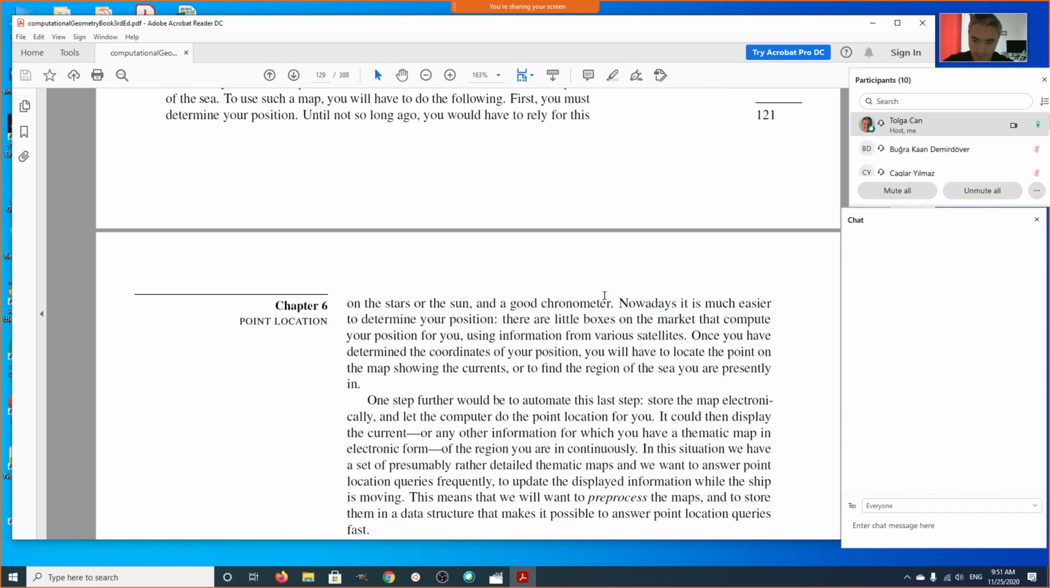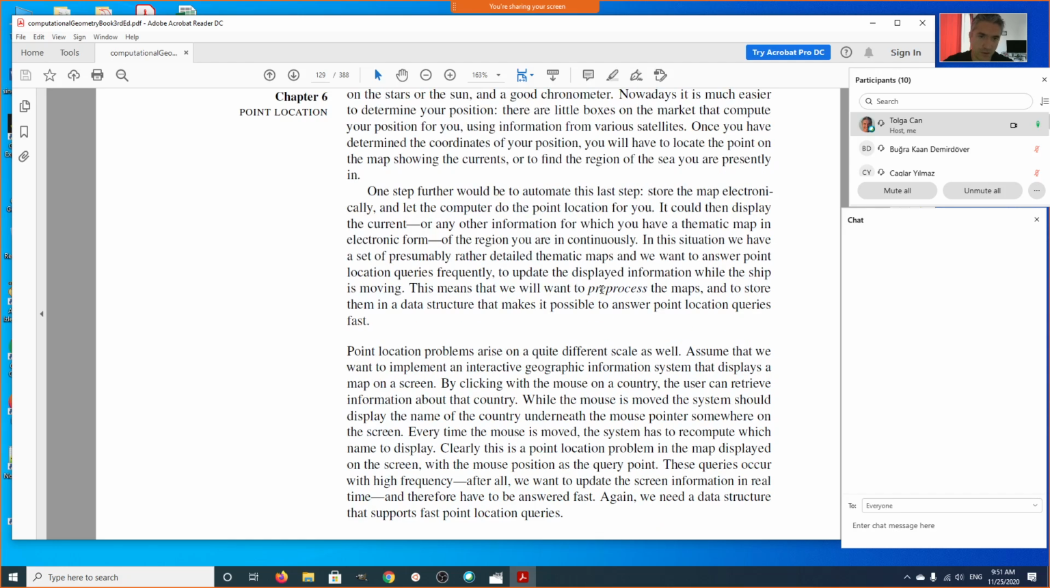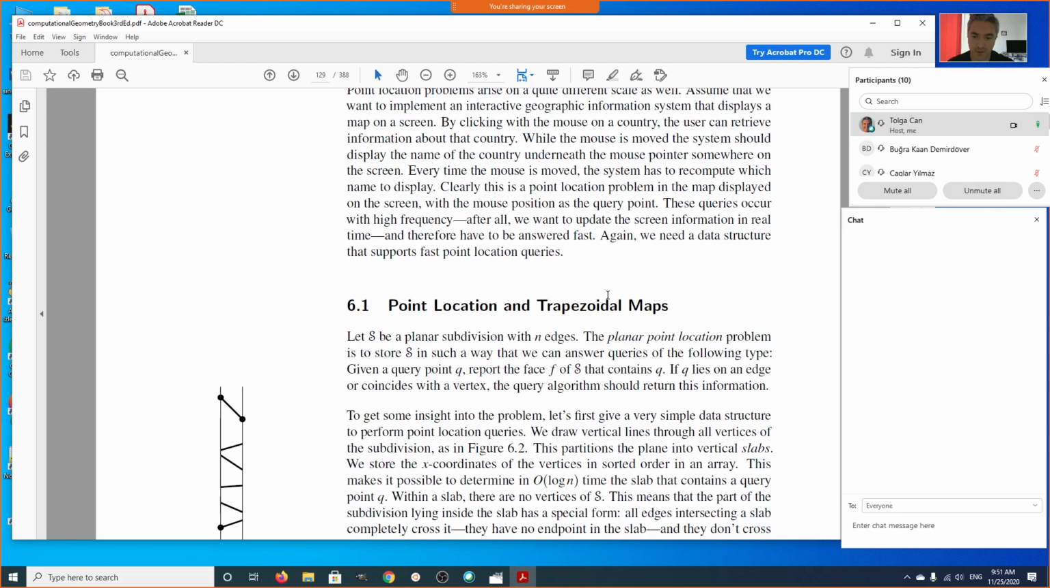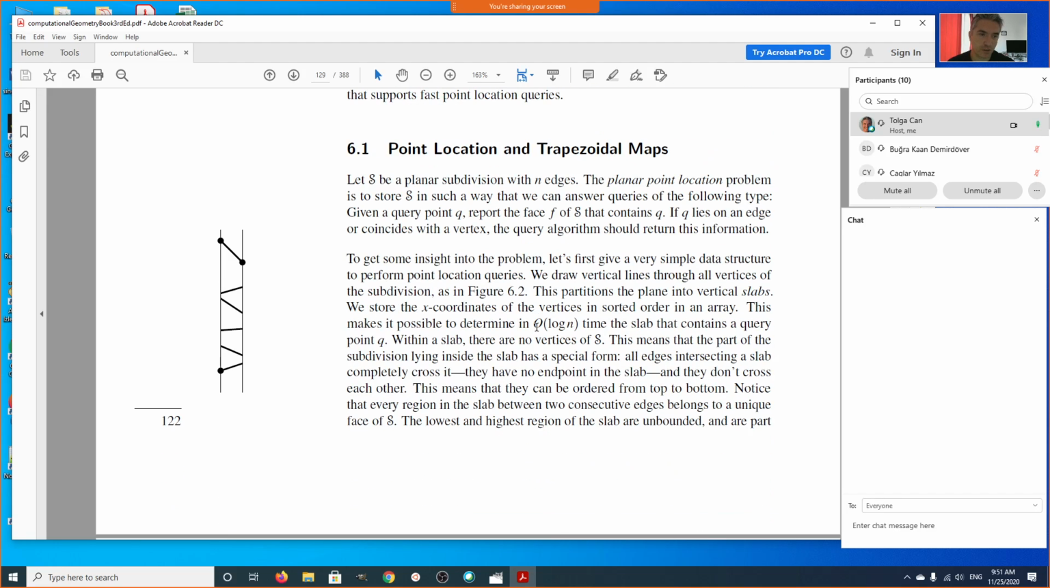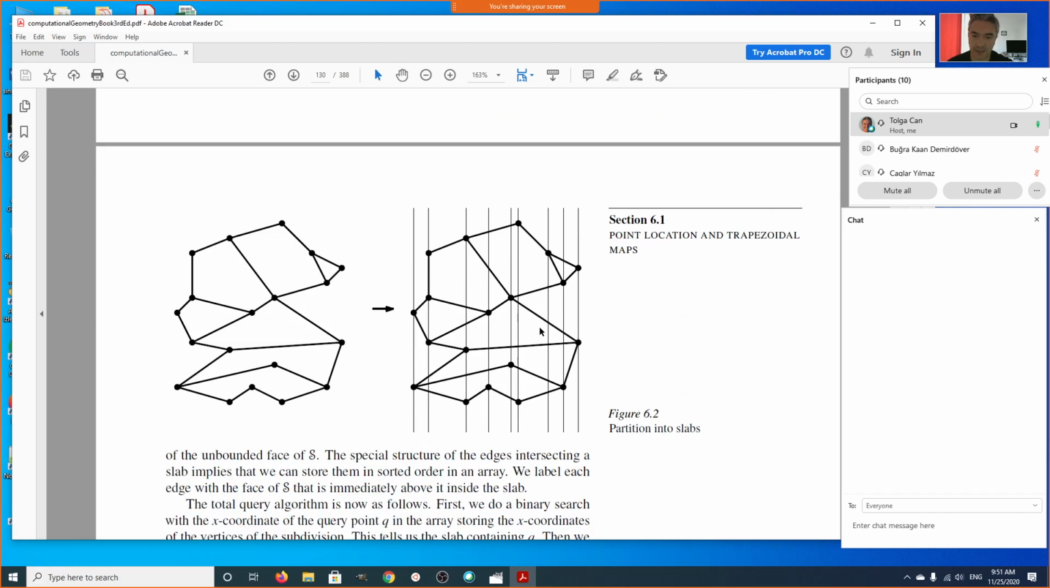Okay, so the problem: we are given a map, a polygonal subdivision, and a point, and our goal is to figure out which face contains this point. The first algorithm, the one that uses a lot of space, is this.